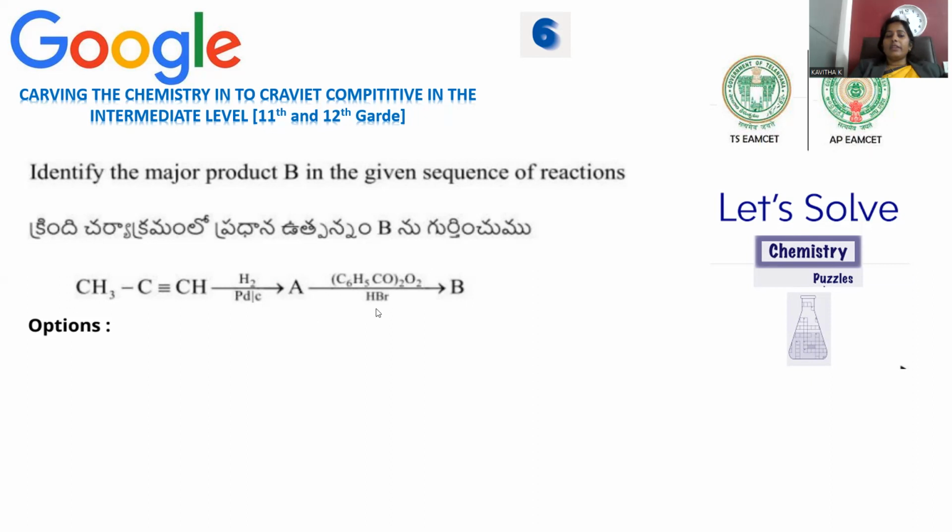The alkene will be treated with HBr. Whenever propene is treated with HBr, the kind of reaction is addition. And here another logical condition is mentioned, that is benzoyl peroxide. Whenever benzoyl peroxide is added, it is the kind of reagent which will facilitate the reaction in a different manner. That is called anti-Markovnikov addition is possible. So that an anti-Markovnikov product you can get, that will be B. In order to get this, let's see the detailed mechanism.